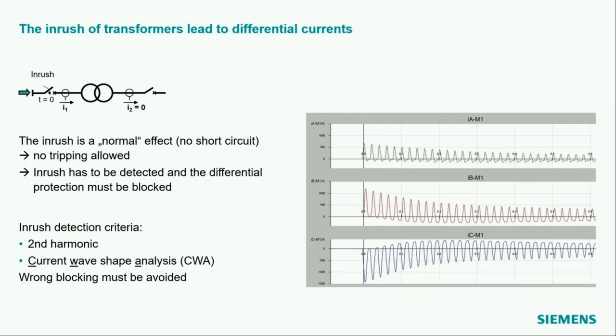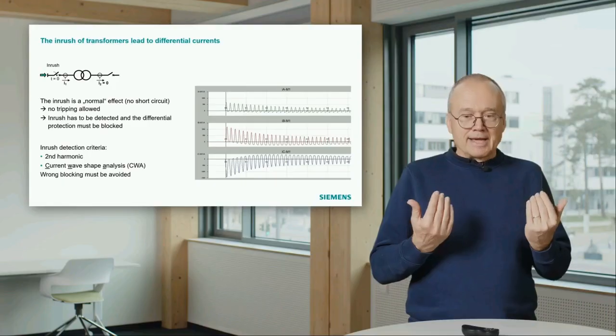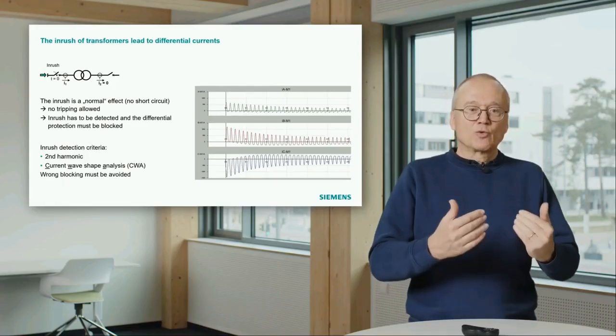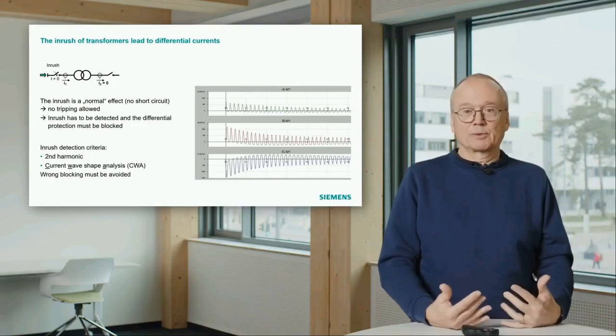Important thing is blocking of protection is always a critical thing. That means this is not just a tiny little function. Blocking is always critical because you must always make up your mind, is there a certain risk that you make a wrong blocking of a protection?